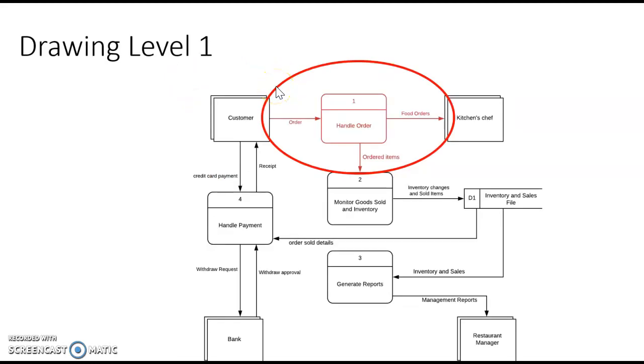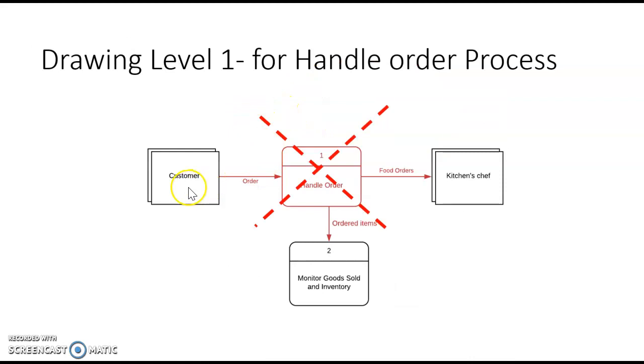Now, the handle order process is the process that I need to develop into level 1. I will consider the same thing as we did in the context diagram. So the same inputs to this process and the same outputs from the process should exist in level 1. And how do I do it? I simply take all of the external entities and processes that deal with this process: the customer, the kitchen chef, and monitor goods sold and inventory.